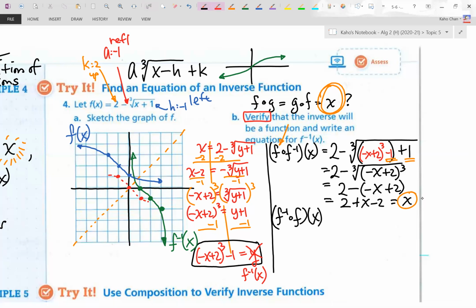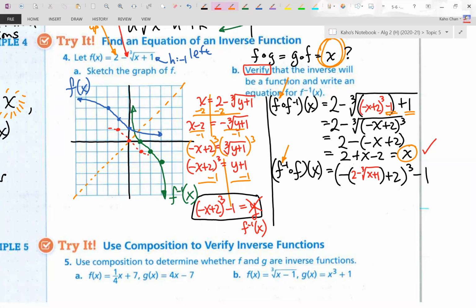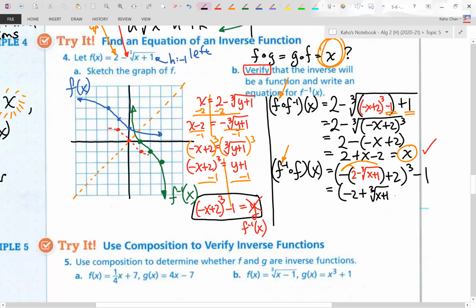So the first way checked out. Second way, let's reverse the roles. The outer function is the inverse, and what we're going to put into it is the original function itself. Negative (x plus 2) cubed minus 1 is my inverse. I'm putting into it my original, 2 minus the cube root of x plus 1. Inside there, the negative sign does affect everything here and here, so let's clean that up. This becomes negative 2 plus the cube root of x plus 1 plus 2.